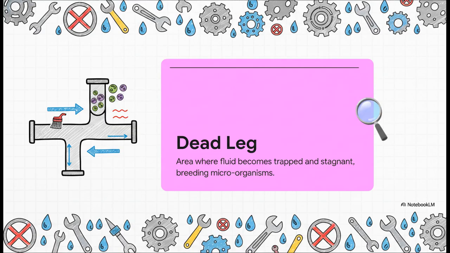Which brings us to the ultimate enemy of sanitary design, the dead leg. Now, a dead leg is essentially any area or crevice, whether it's in a piping system or a piece of equipment, where fluid gets trapped and just sits stagnant. It's an absolute breeding ground for microorganisms, mainly because your cleaning fluids just can't flush it out. Eliminating these is your core mission.